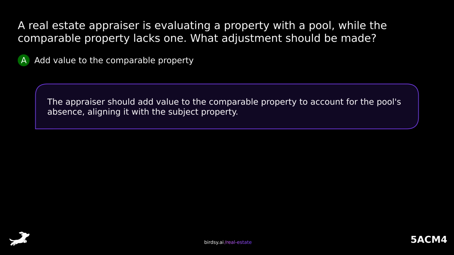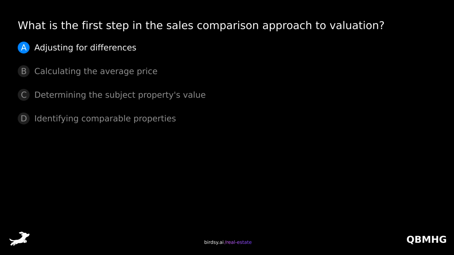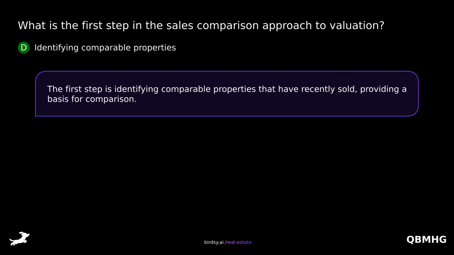The appraiser should add value to the comparable property to account for the pool's absence, aligning it with the subject property. What is the first step in the sales comparison approach to valuation? Is it A, adjusting for differences, B, calculating the average price, C, determining the subject property's value, or D, identifying comparable properties? The correct answer is D, identifying comparable properties. The first step is identifying comparable properties that have recently sold, providing a basis for comparison.